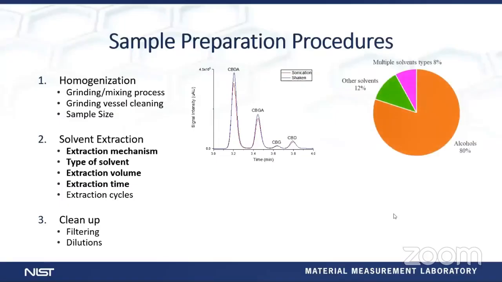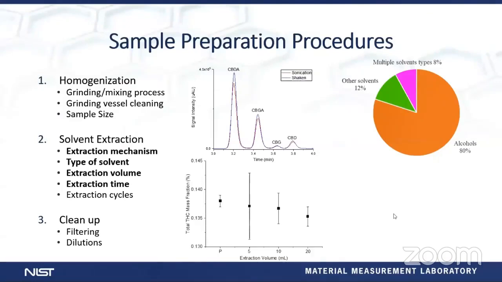Then looking at the different types of solvents, from our participants in CanQAP, we found that alcohols were used for the extraction by roughly 80% of the participants. So we centered in on that type. We focused on methanol instead of using ethanol or isopropanol because it was cheaper in cost and should provide a similar extraction capability. Next, we looked to see how we would do with different extraction volumes.